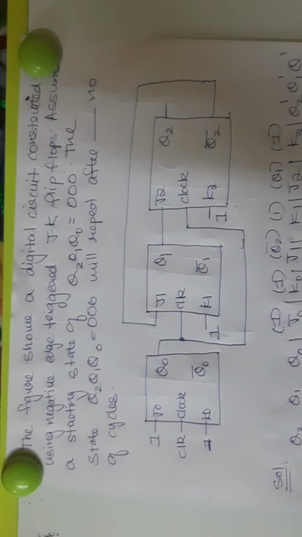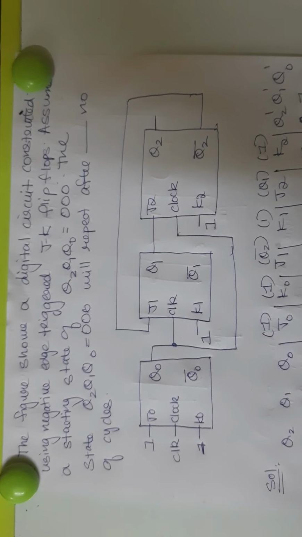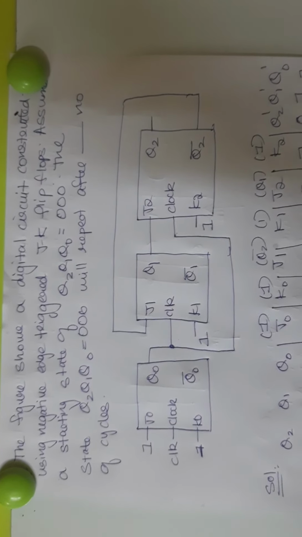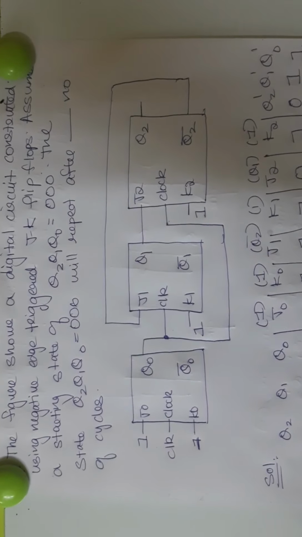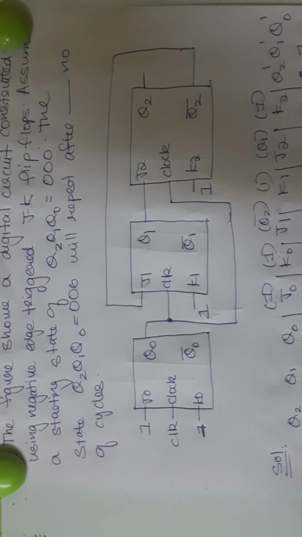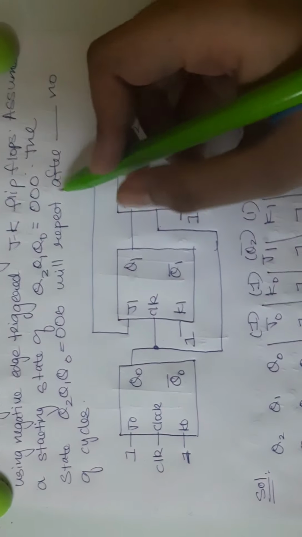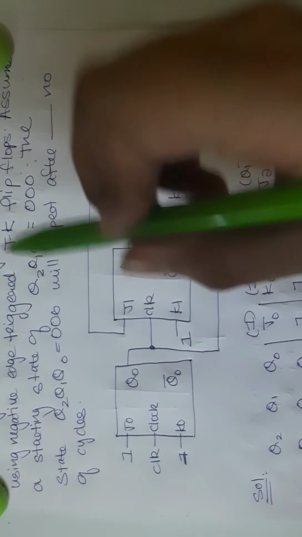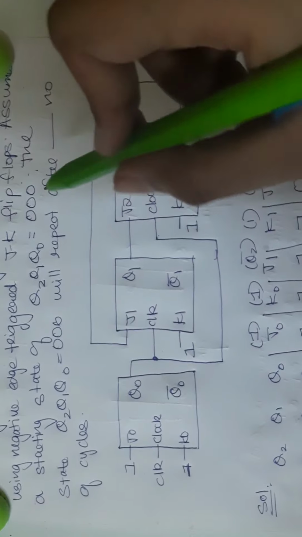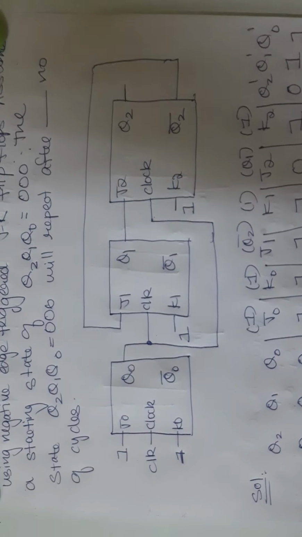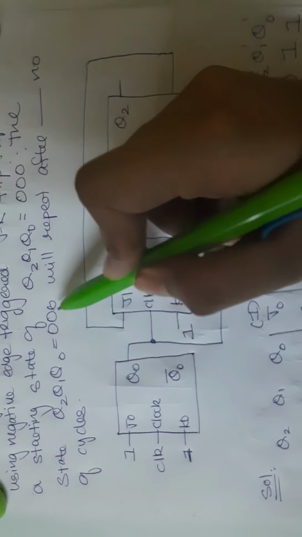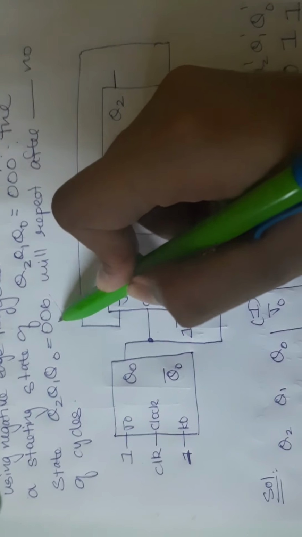The figure shows a digital circuit constructed using negative edge triggered JK flip-flop. So previously it was D and now it's JK. Now here they have given us the starting state as Q2, Q1, Q0 as 0, 0, 0. Now they are asking how many clock cycles are required to again get back the state as 0, 0, 0.